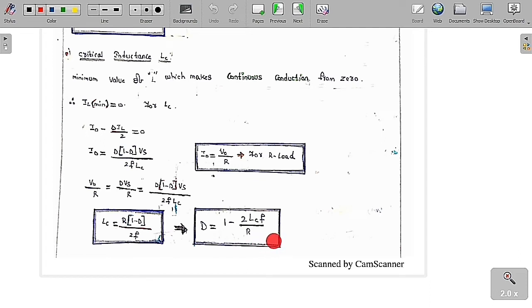So critical inductance means here the inductor current is going to start from 0 itself. So if L is lesser than this critical inductance, discontinuous conduction is possible. If L is greater than this critical inductance, continuous conduction is possible.